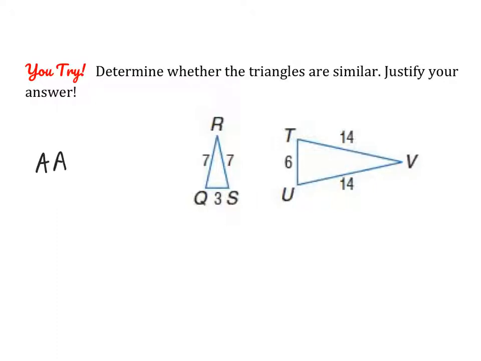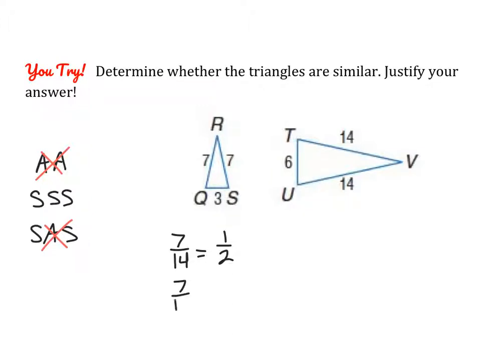Okay, so for this problem, you can probably guess that we're going to check to see if it's side, side, side, because we don't know any of the angles. So we need to create a ratio for all three sides. So we know that 7 would go with 14. And if I simplify that ratio, it's 1 over 2.